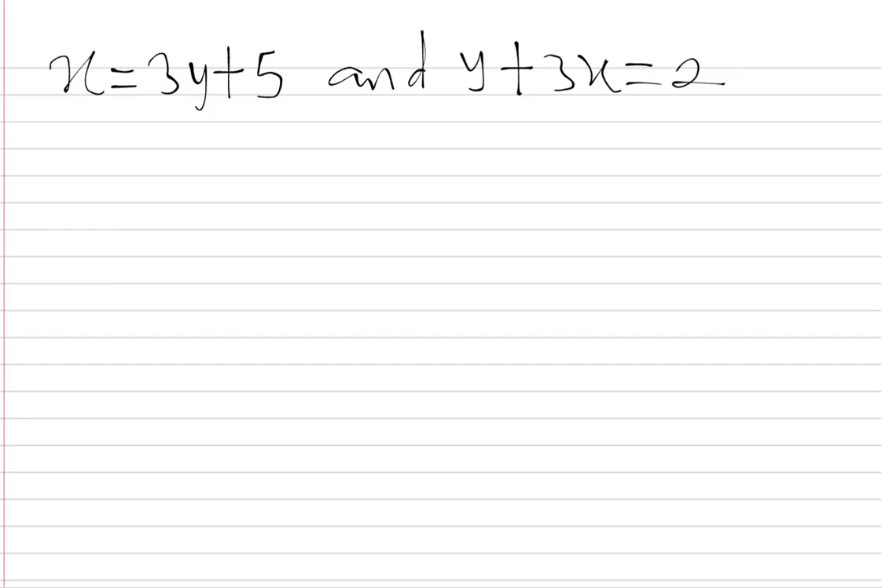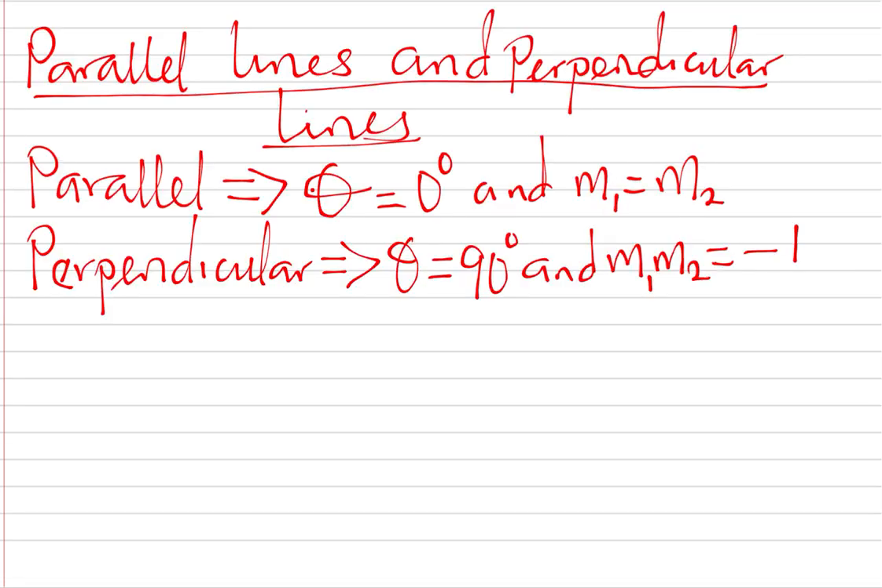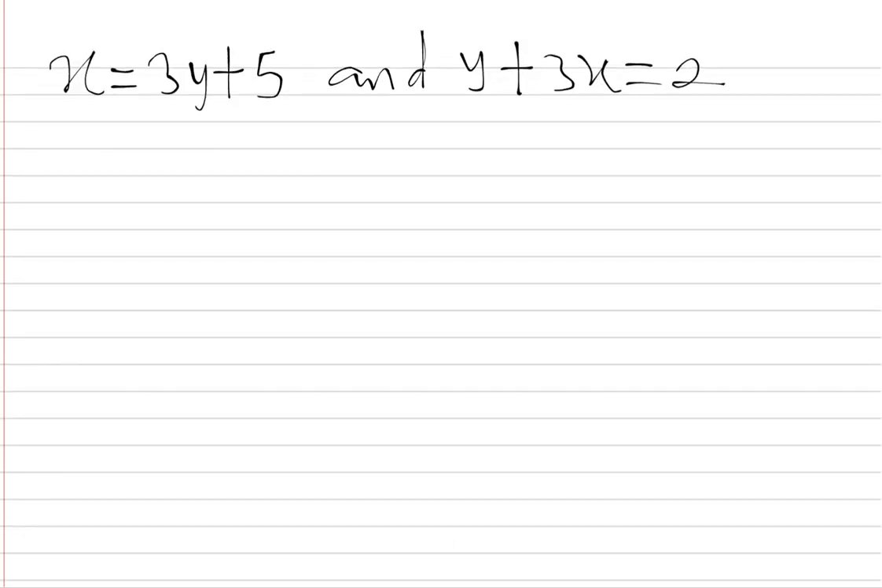Don't forget, for parallel, m1 must be equal to m2. For perpendicular, the product of the gradients should give us -1. All right, so that's the key thing. So for our example here, all I need to do is to make y the subject of the formula. All right, so let's do it this way.